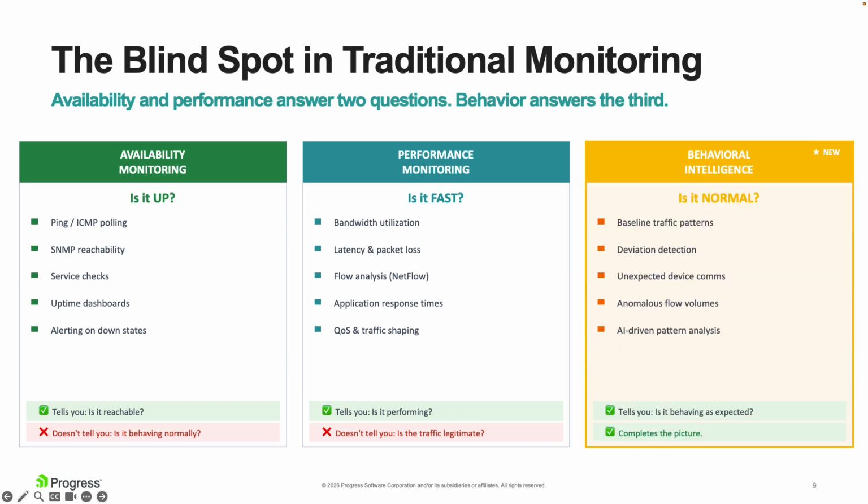And that brings us to behavior intelligence. So the third pillar is basically completing the picture of the visibility that we need. So we can see if the assets or the applications or the users are behaving as expected by being able to recognize the deviations from the baseline, having established traffic patterns. We can see unexpected device communications, anomalous flow volumes, and thanks to AI-driven pattern intelligence and behavior analysis, we are able to recognize those deviations and proactively alert.